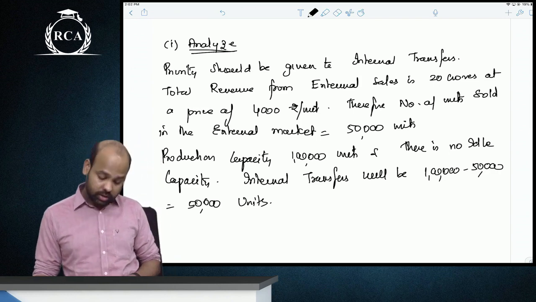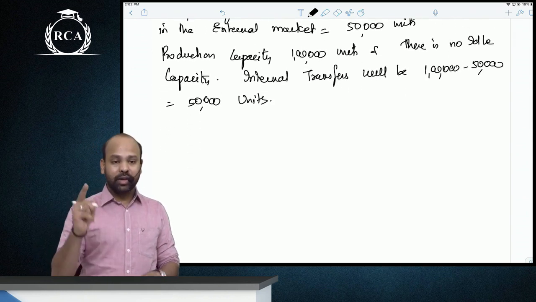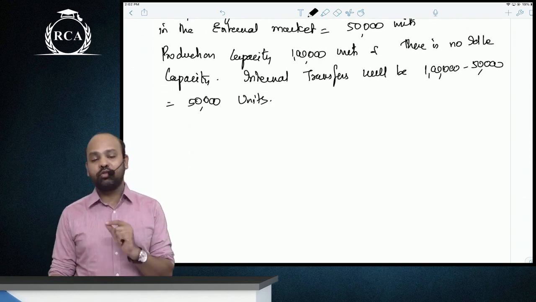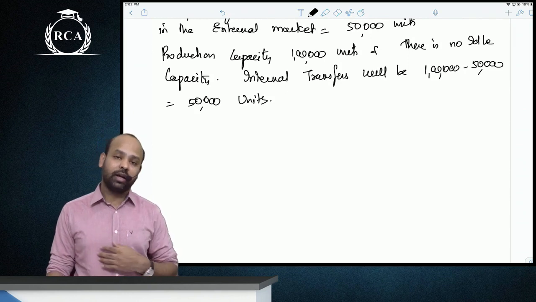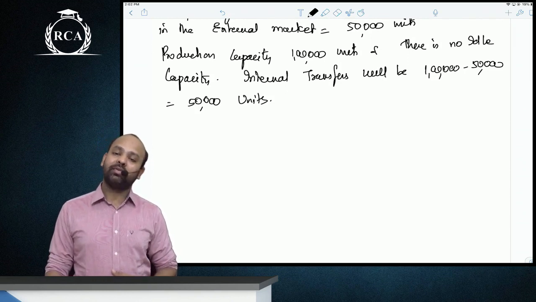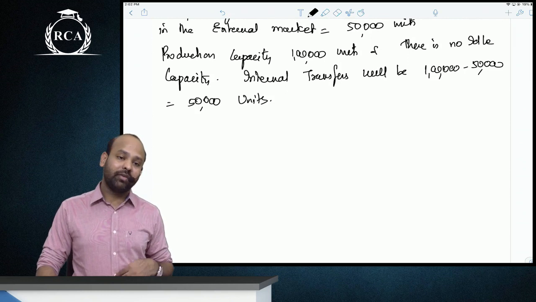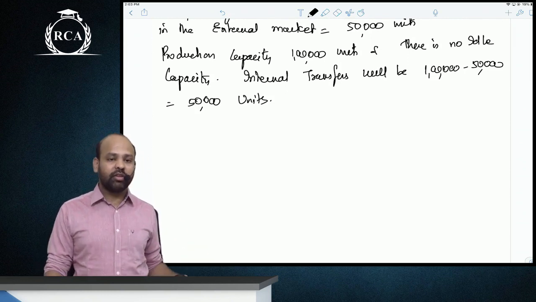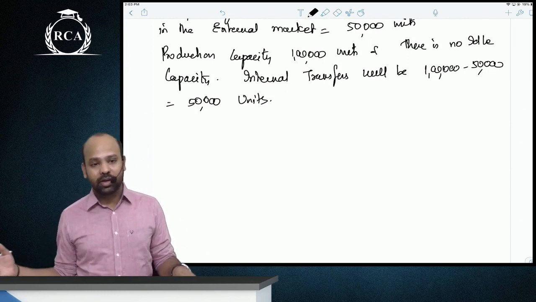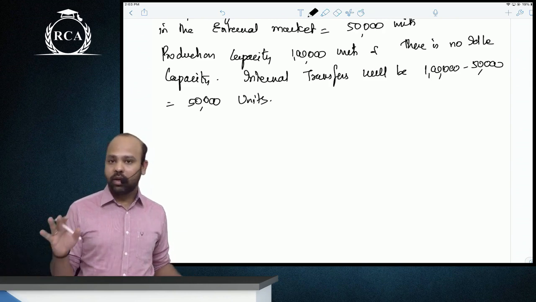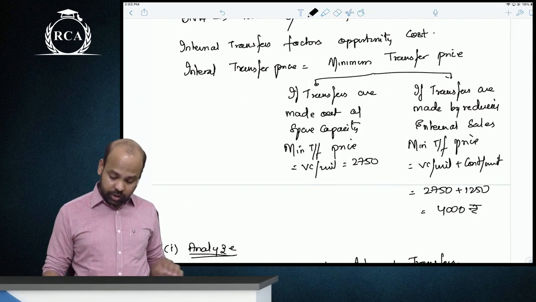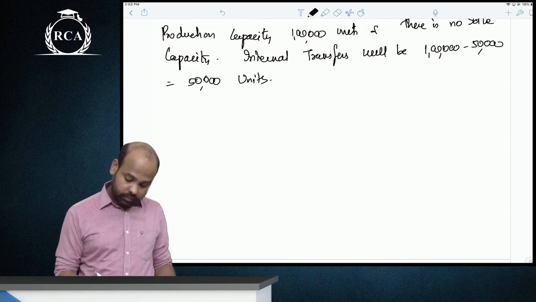Correct, sir. Now guys, it is not that the entire 50,000 units, beta, have been transferred at variable cost as such. Few units have been transferred at variable cost. Few units, beta, would have been transferred at 4,000 rupees. Because, guys, we have taken opportunity cost. ठीक है?